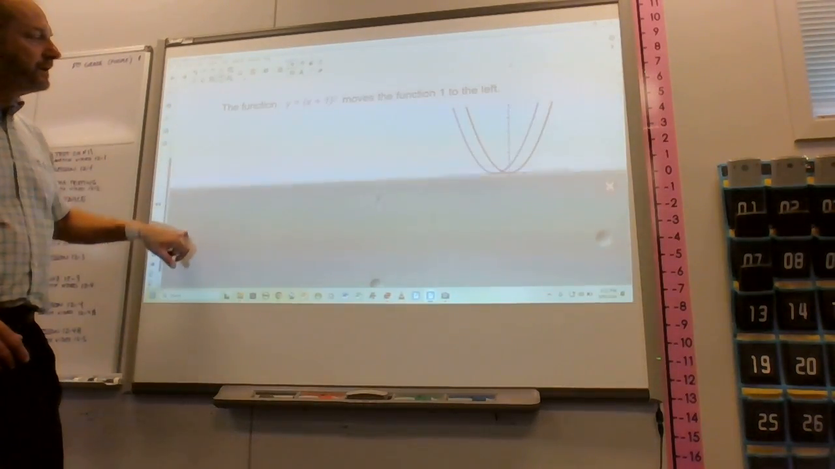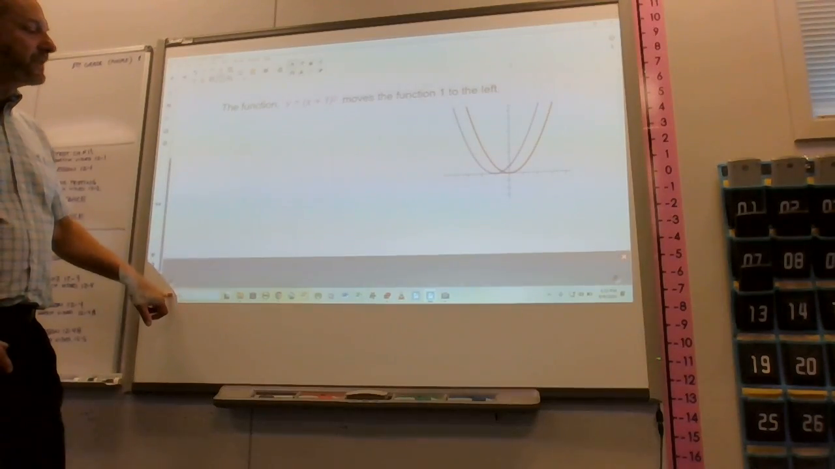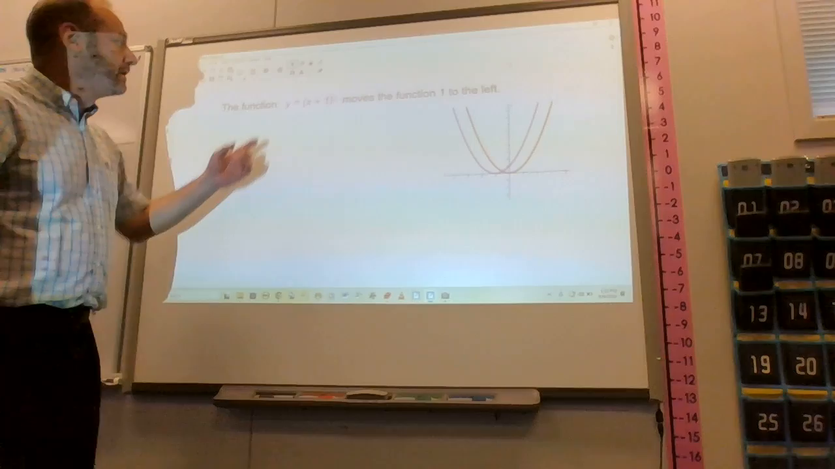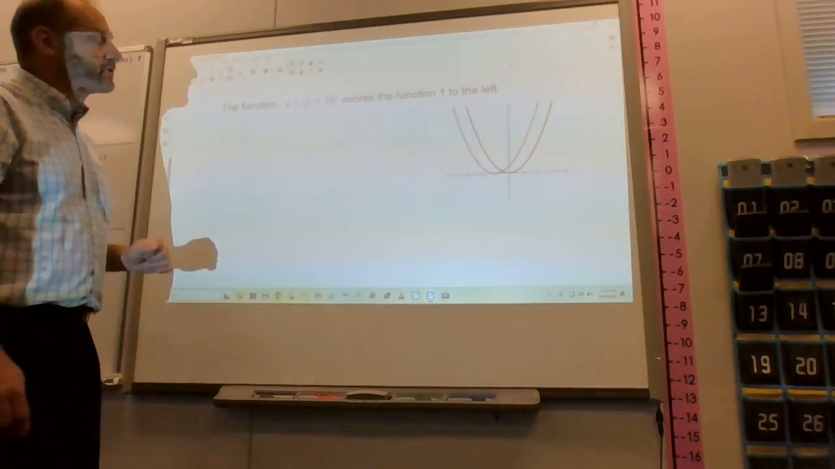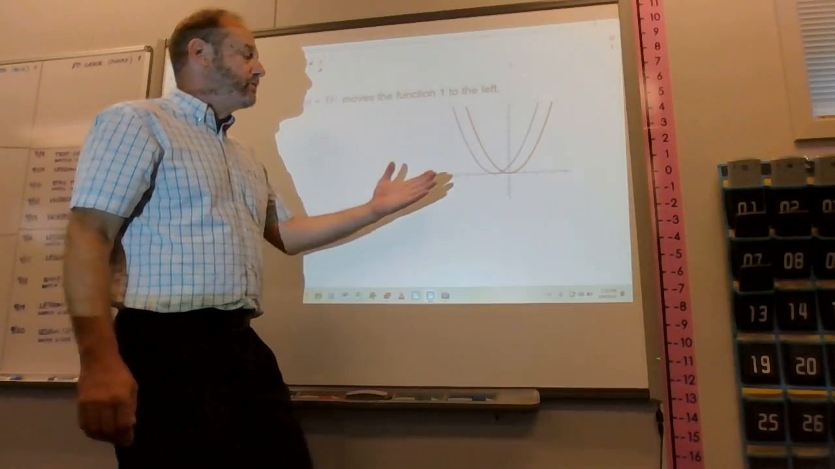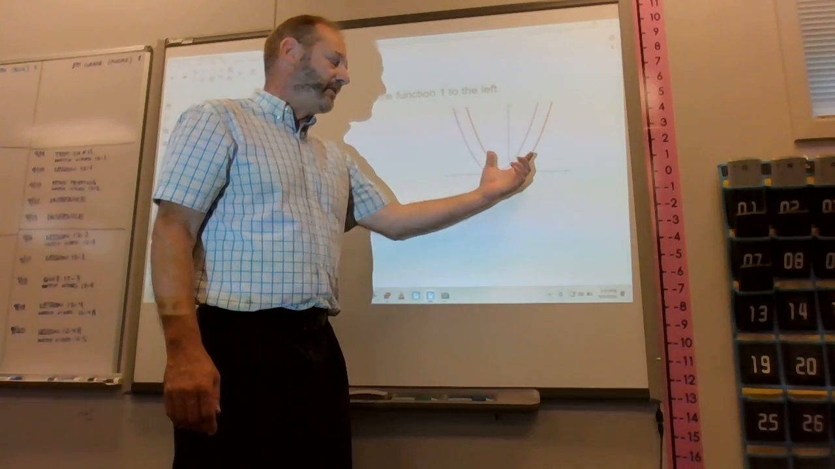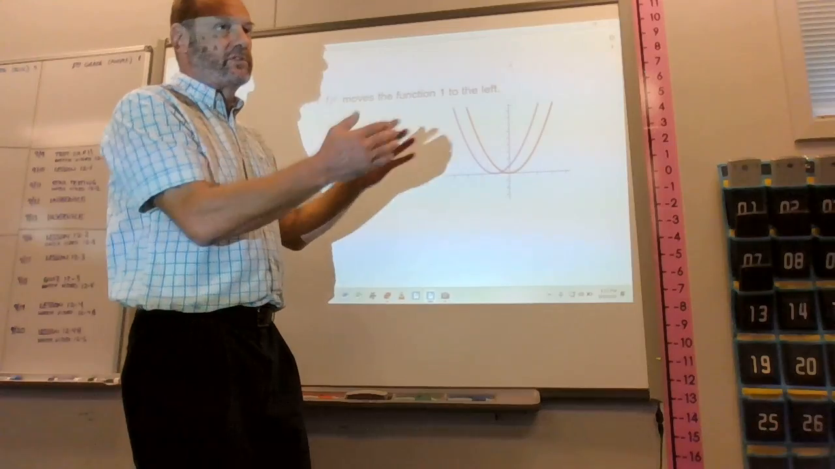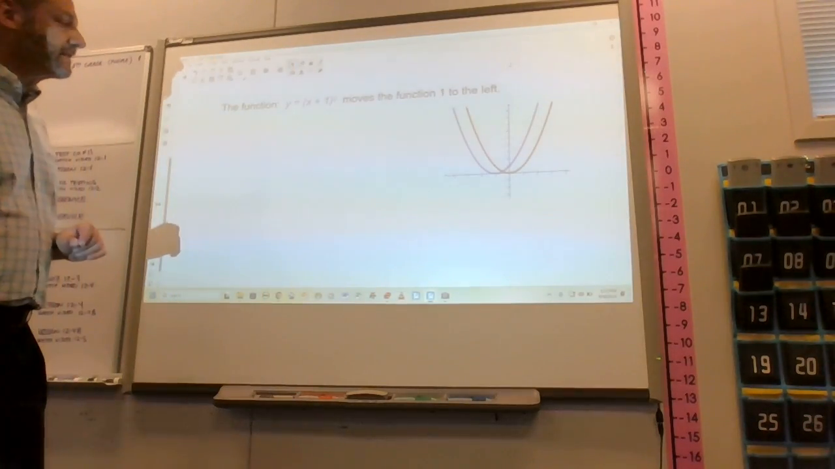And if I add something inside the function, so here I've got x plus 1 squared, that's going to take it and move it to the right, or I'm sorry, the left. Okay, so adding moves it to the left, subtracting moves it to the right when it's inside the function.